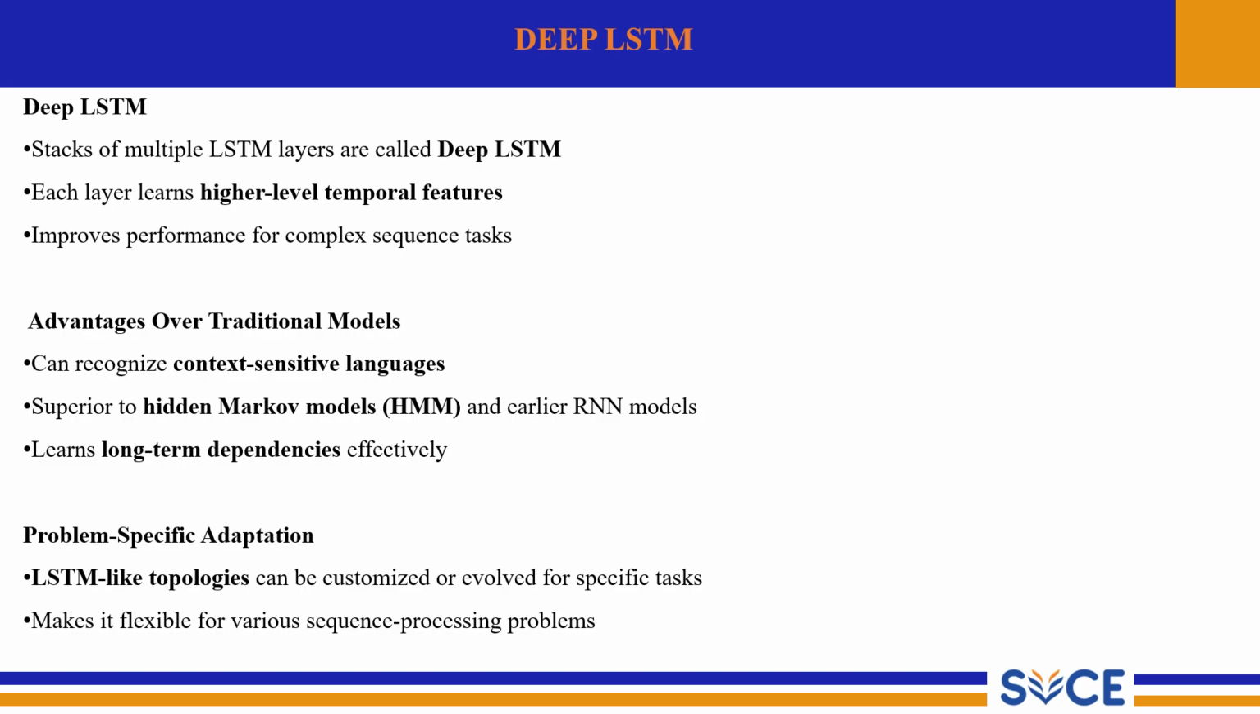Next one is problem-specific adaptation. Another important feature of LSTM-based architecture is flexibility. LSTM structures are not fixed. They can be modified, customized or evolved depending on the problem. This means gates can be adjusted, layers can be stacked differently, hybrid architectures can be created, and this adaptability makes LSTM a powerful tool for a wide range of sequence processing problems.